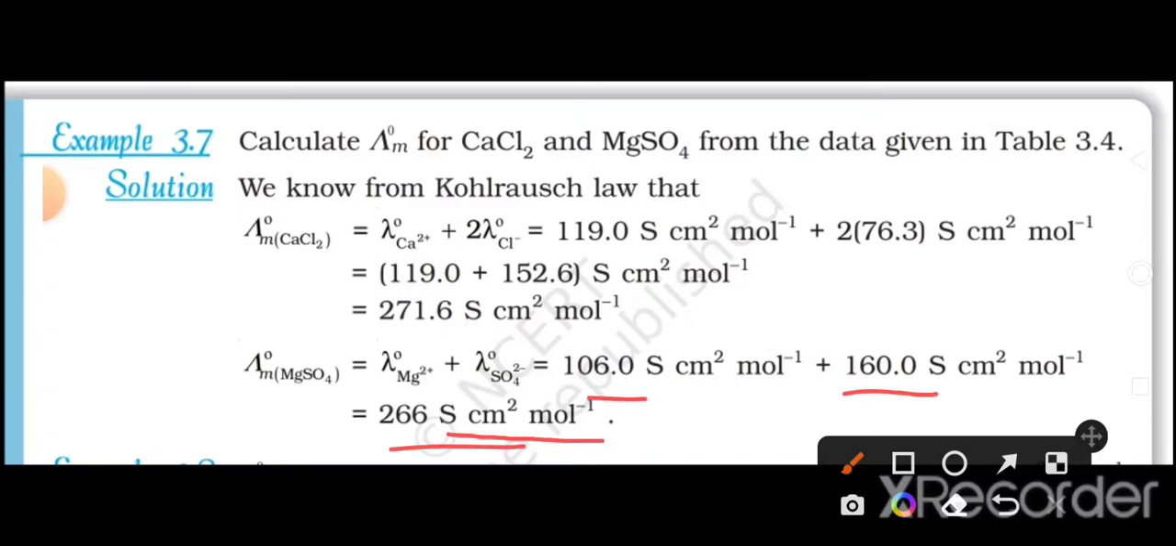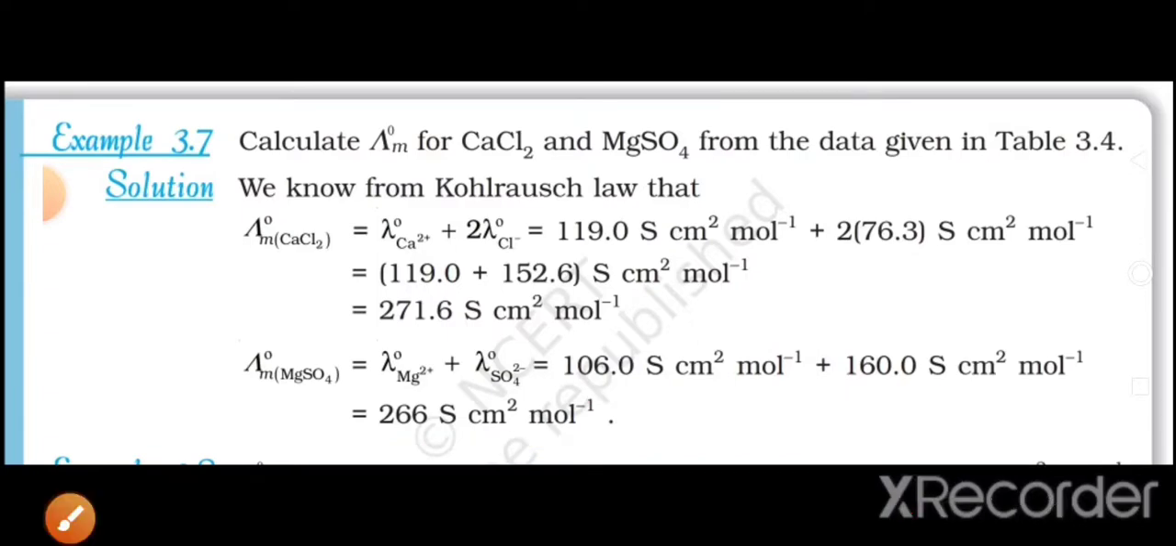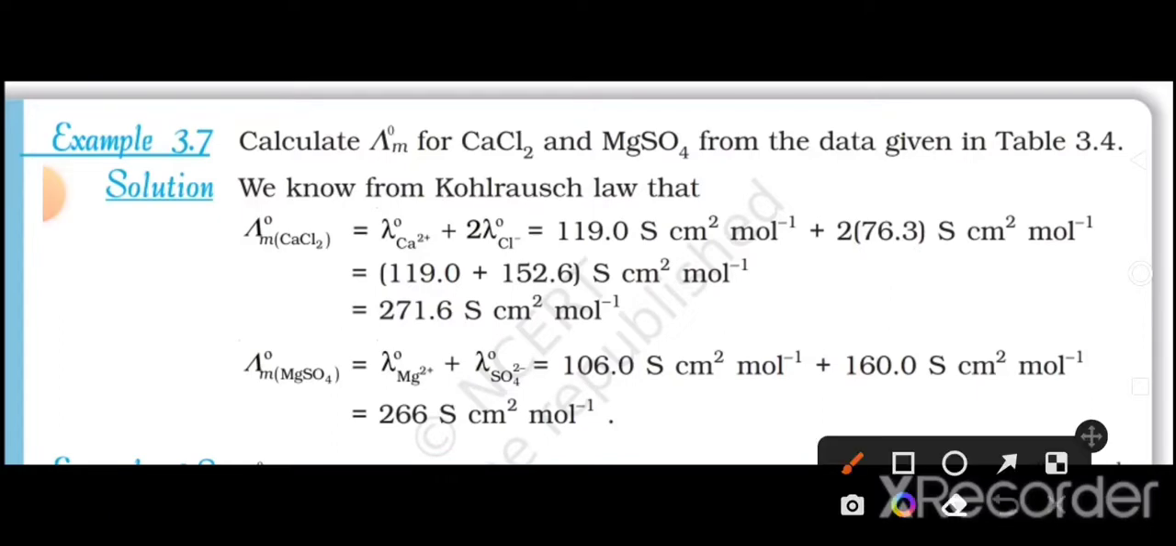In the examination, you might not be given that table, but the values of lambda m naught for the magnesium ion and the other ions will be given in the problem, and you have to do the calculation in this way.